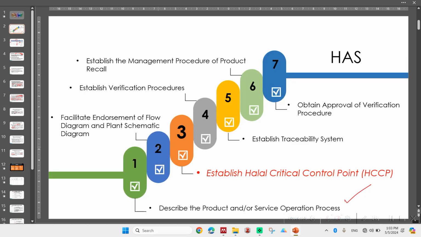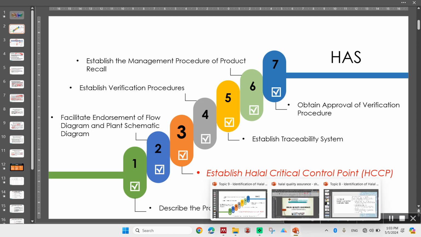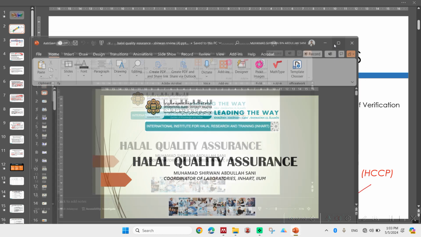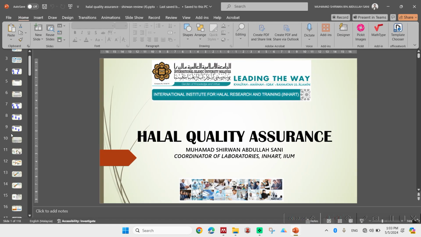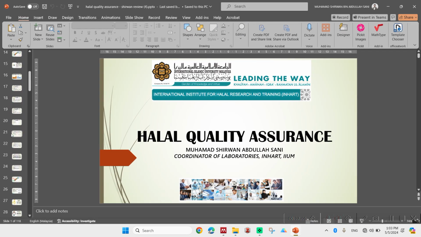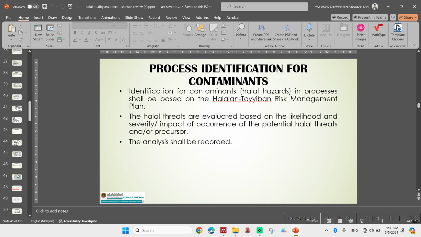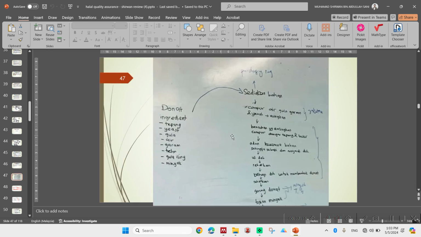Step number two that you learned in Dr. Faisal's section. Remember we talked about the flow diagram. For each of your products, you need to have a flow diagram. For example, this is a slide example that I received from a participant. Let me show you another example. I'm sorry, this is in Malay. I think this one we shall discuss in the class.